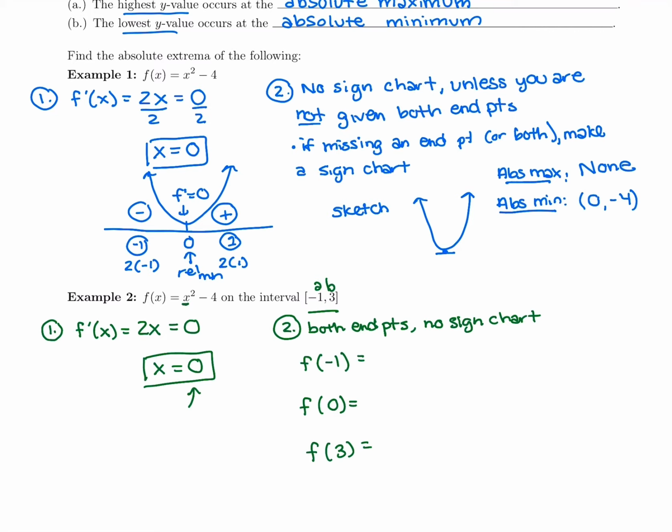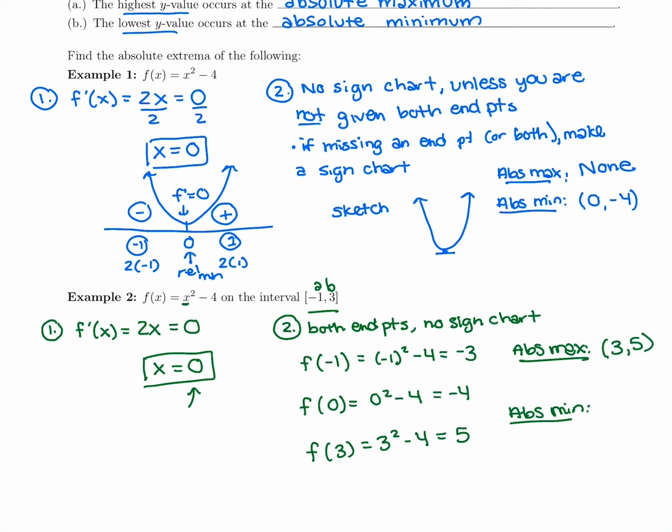So I'm going to plug in -1 squared minus 4 into the original function, see what the y value would be. I'd get 1 minus 4 is -3. And then I do 0 squared minus 4 is -4. And then 3 squared minus 4 would be 9 minus 4 is 5. So on this interval, I want to say what's the absolute max and what's the absolute min. So I'm just going to compare y values. Which one's the highest y value between -3, -4, and +5? It's going to be +5.